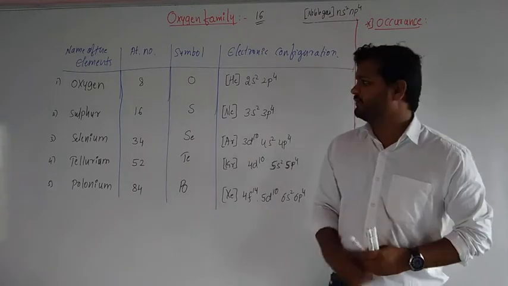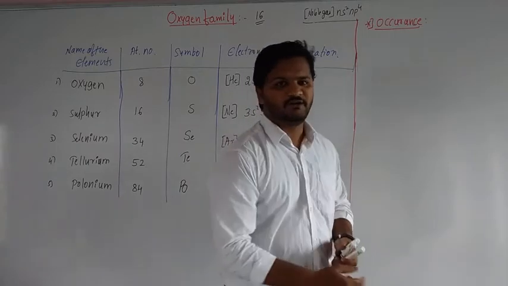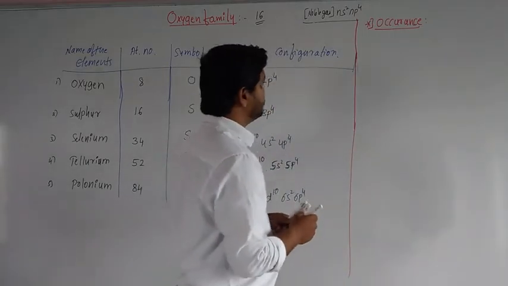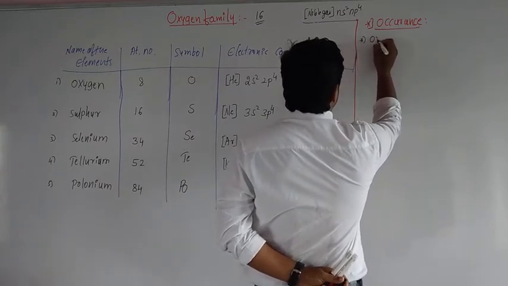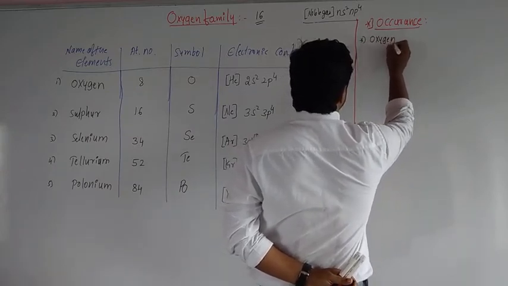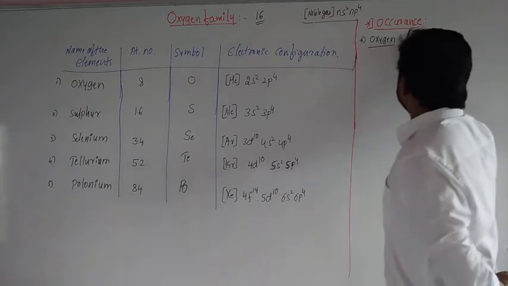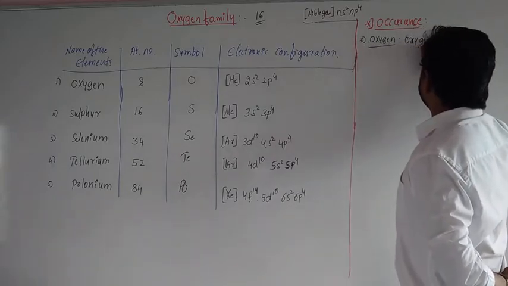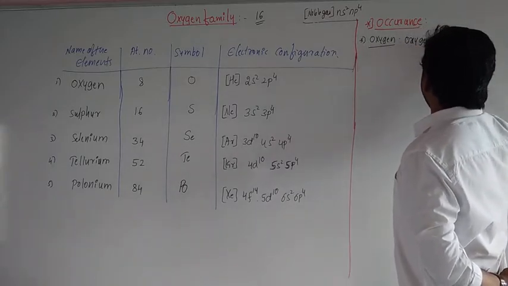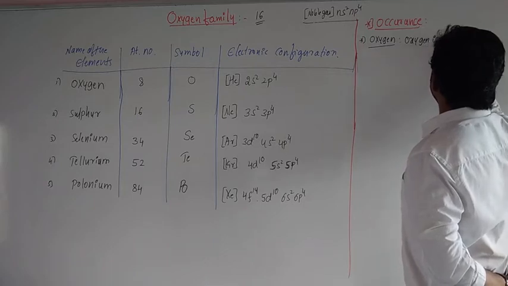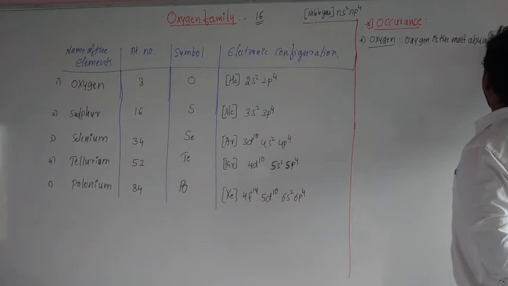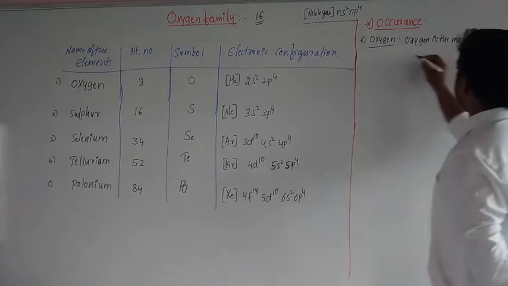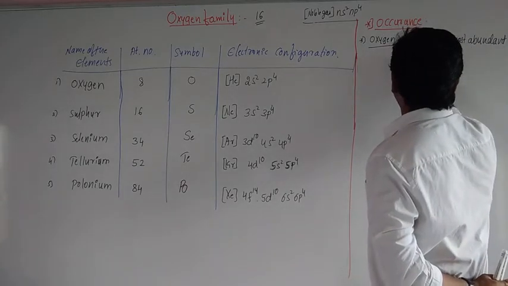I will write here first, occurrence of oxygen. First one, oxygen. Oxygen is the most abundant of all the elements.